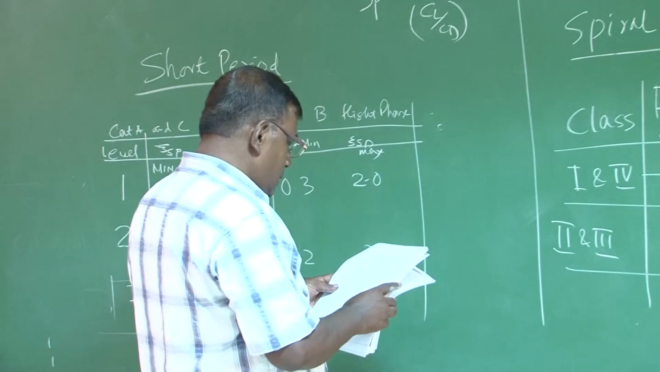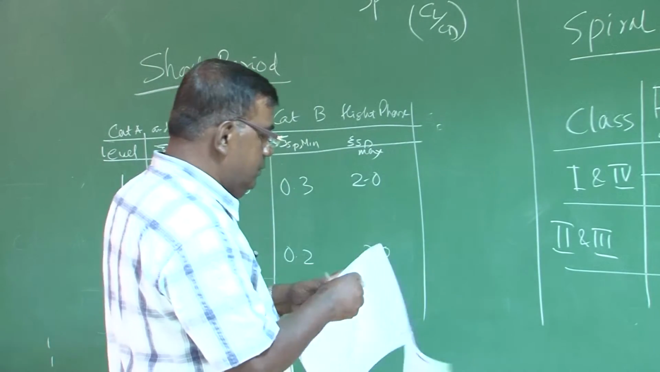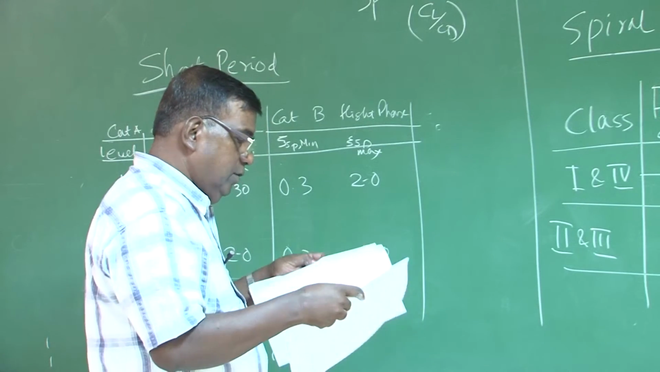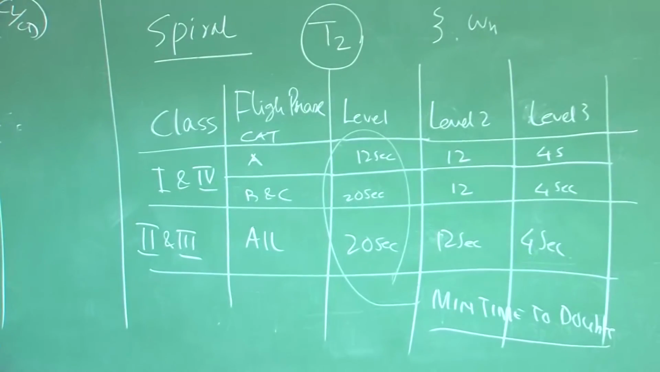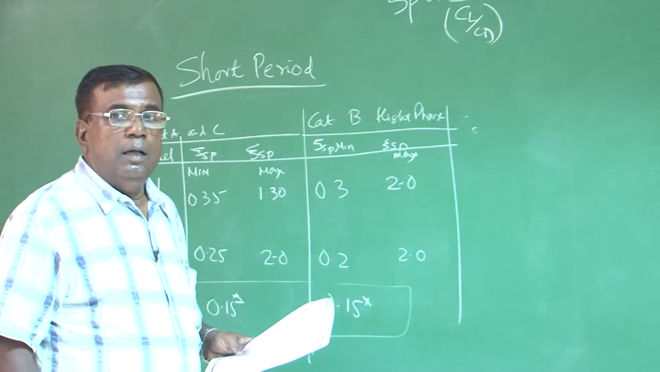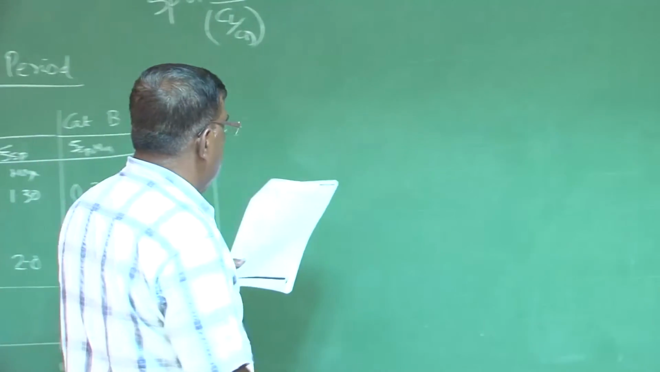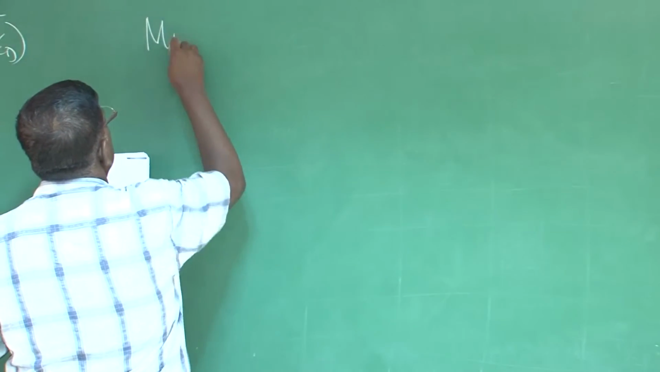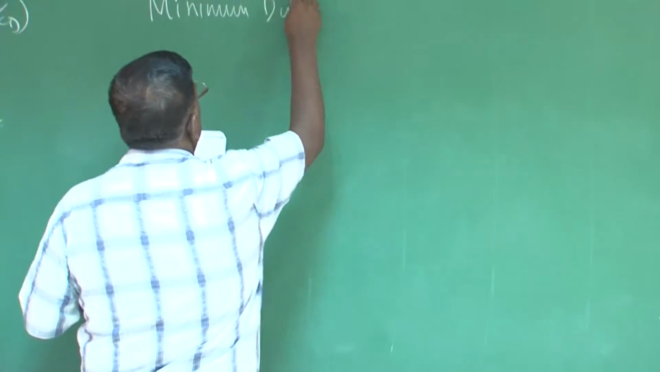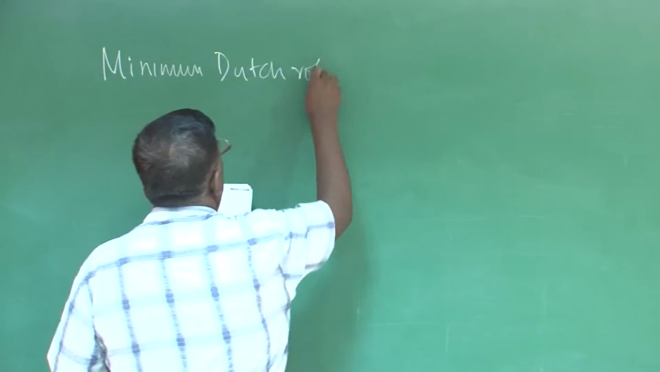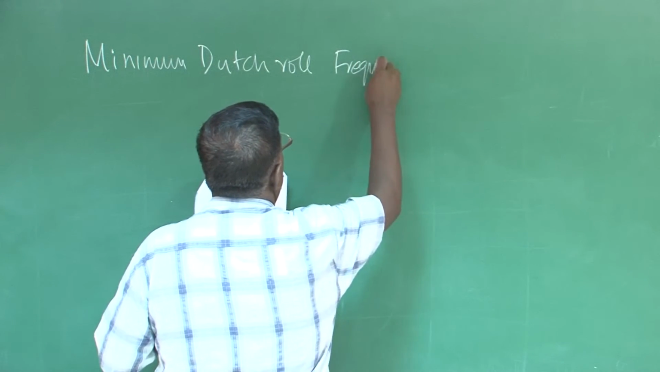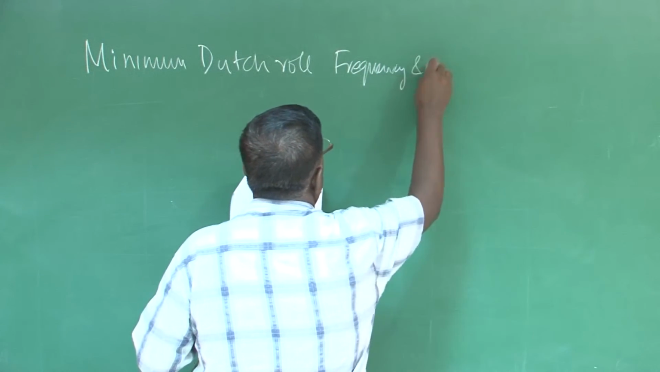So after spiral, I will strongly suggest you people should read or Google search and have more insight. After spiral, now we will see minimum Dutch roll frequency and damping.